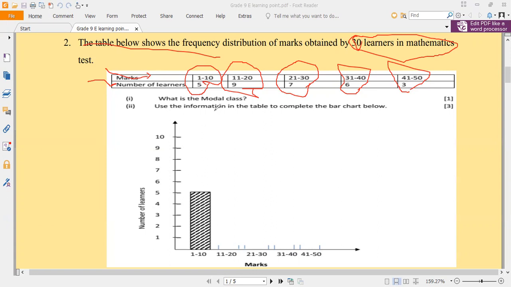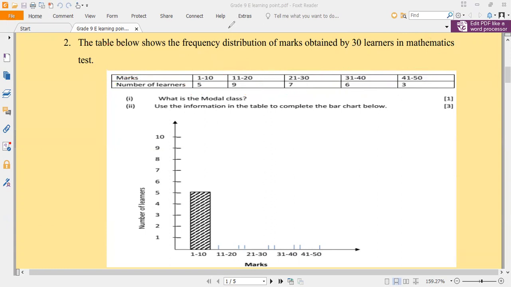And then the question says, what is the mode? Now, when you hear the word mode, what does it mean? Mode means the one with the highest frequency. The highest frequency. So now, what is a frequency? Jesus, why am I making these mistakes?